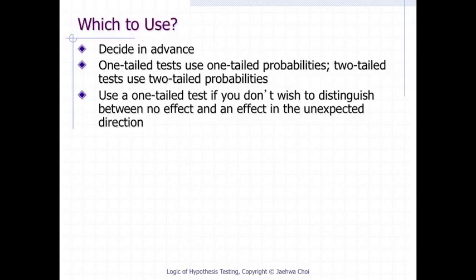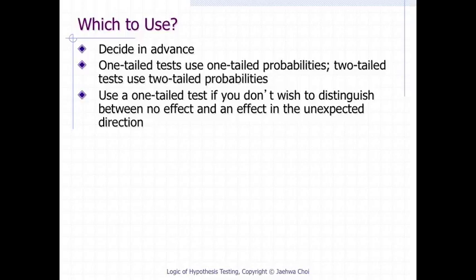You should always decide whether you're going to use a one-tailed or a two-tailed probability before looking at the data. Statistical tests that compute one-tailed probabilities are called one-tailed tests. Those that compute two-tailed probabilities are called two-tailed tests. Two-tailed tests are much more common than one-tailed tests in scientific research because an outcome signifying that something other than chance is operating is usually worth noting regardless of whether or not the effect is in the expected direction.